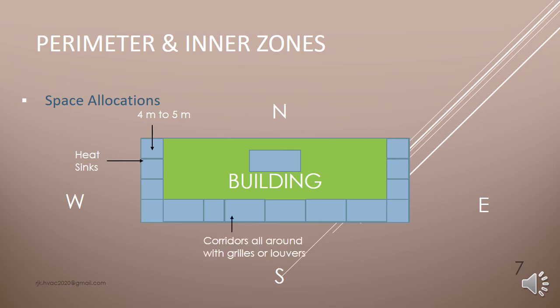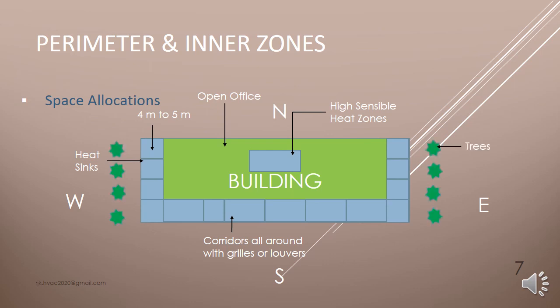The north side doesn't have any direct sun's exposure, hence this space can be allocated for the open office areas to take the maximum advantage of the daylight. The sensible heat loads should be located in the inner core to avoid further heat gain from external sources. Trees should be planted on the east and the west side to further reduce the heat gain.